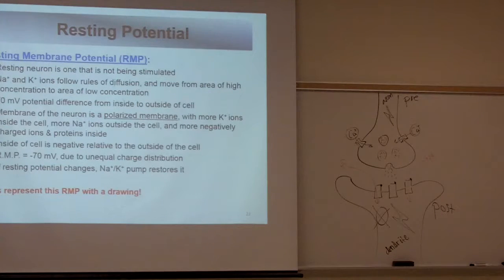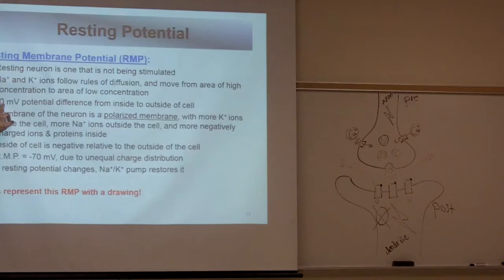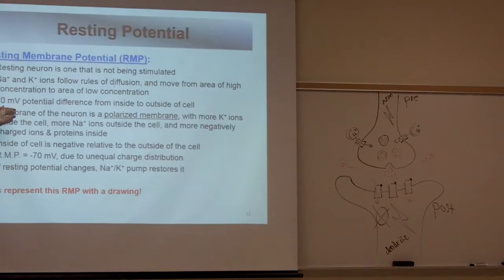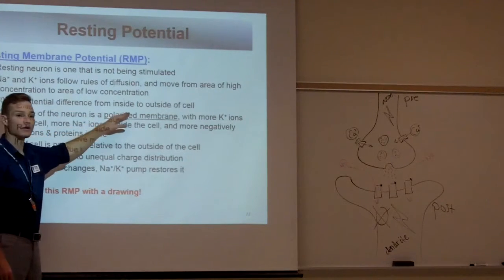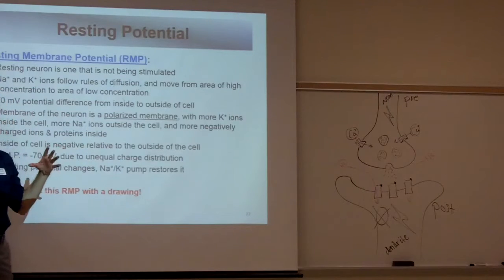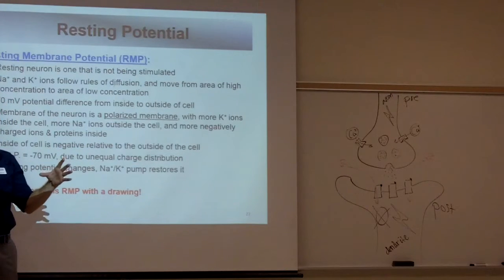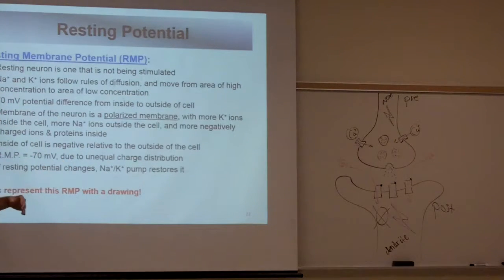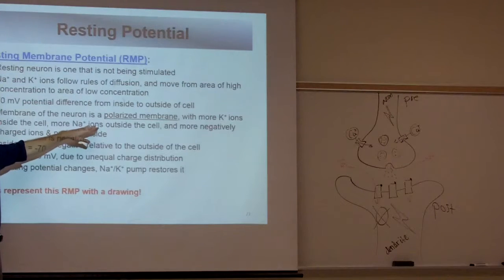We talked about the resting membrane potential. It's a negative 70. That means there's a difference from the inside to the outside of the cell of negative 70 millivolts. That means the nerve is polarized. Remember, polarity is a difference in charge from one side of an atom to another. It's the same thing with a membrane. This is a polarized membrane. More sodium hangs out outside the cell, and more potassium hangs out inside the cell.